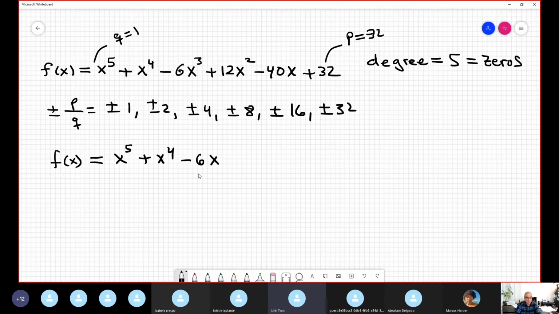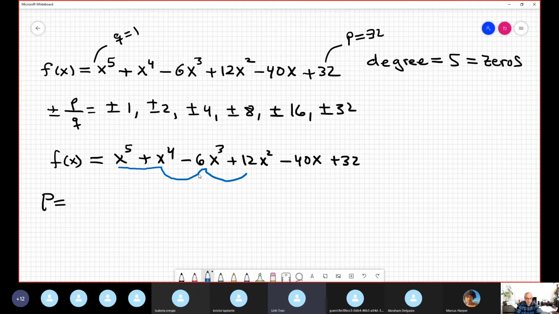Minus 6x cubed plus 12x squared, I copy again, minus 40x plus 32. Entonces, in Descartes you need to find P, the number of changes of sign. I like this way, I don't know if you like. You see positive, don't say change. Positive, negative, change. Negative, positive, change. Positive, negative, change. Negative, positive, change. How many? 1, 2, 3, 4. P is 4. See, P is 4, the amount of positive zeros is 4 or 2 or 0.